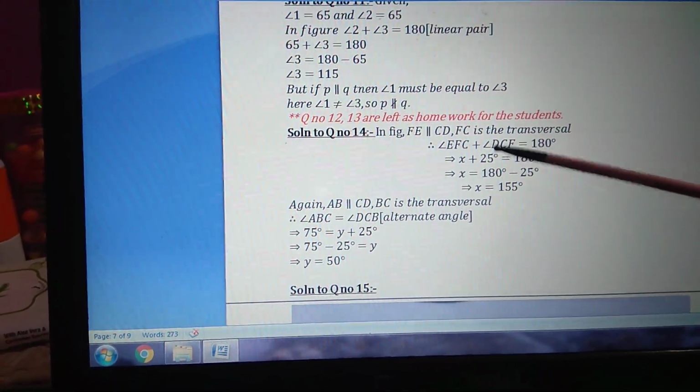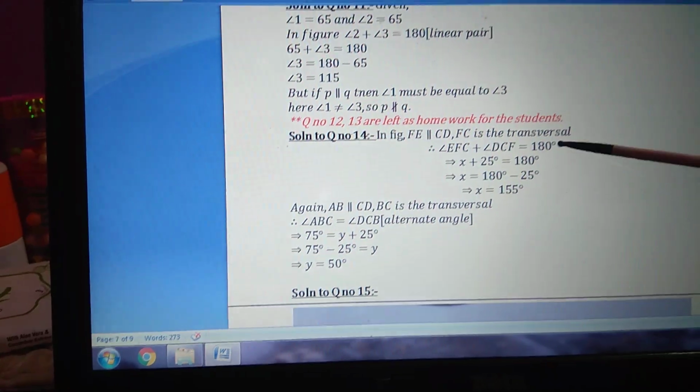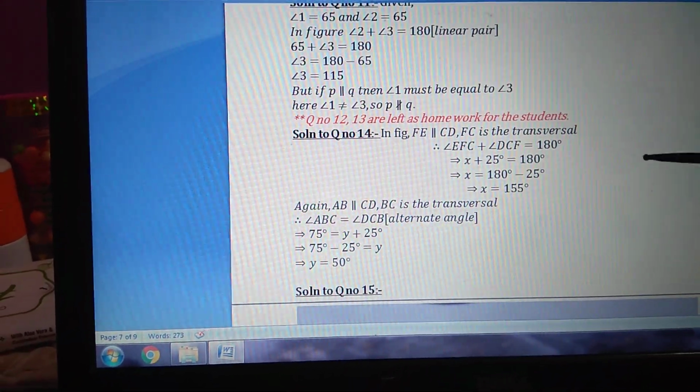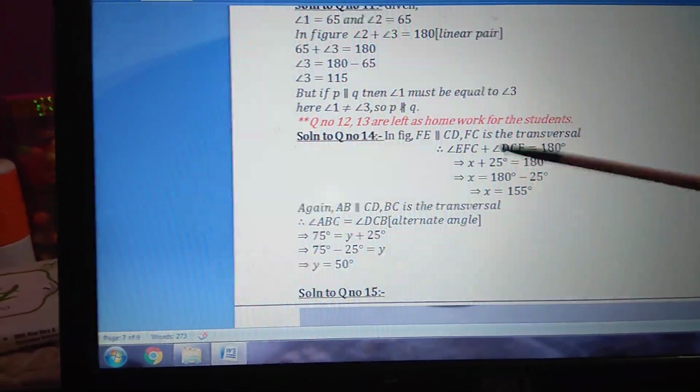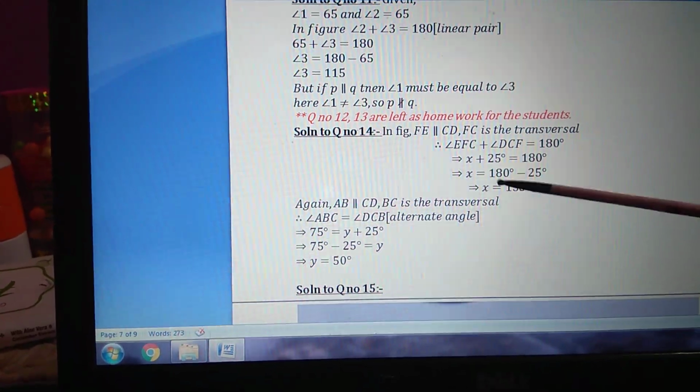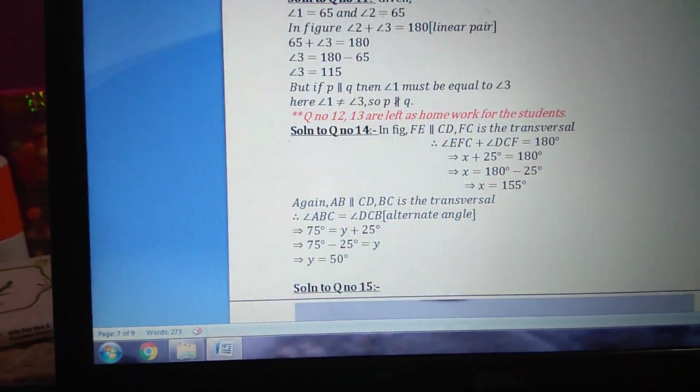EFC plus DCF equals 180 degrees. Why? Because they are co-interior angles. In this corner you have to write co-interior angles. Then their respective values I have substituted and I have got the value of x.